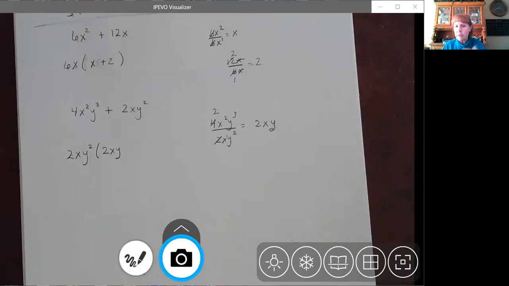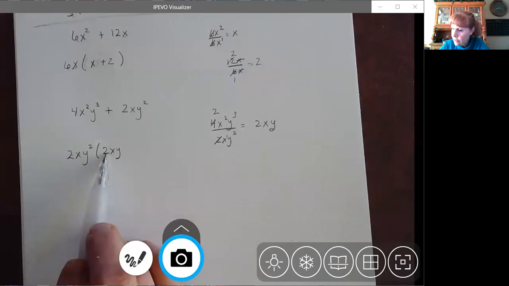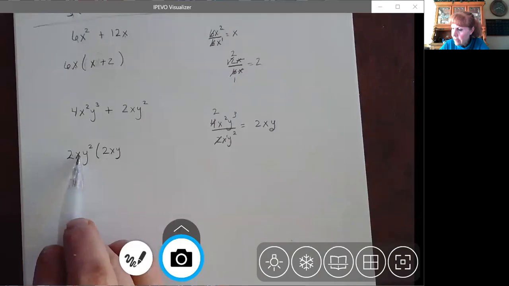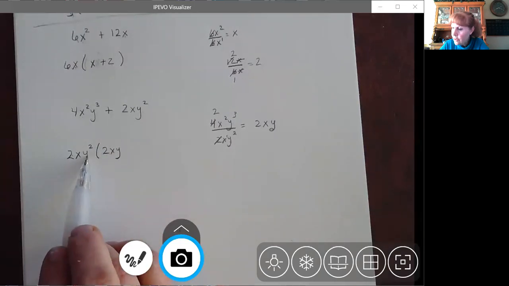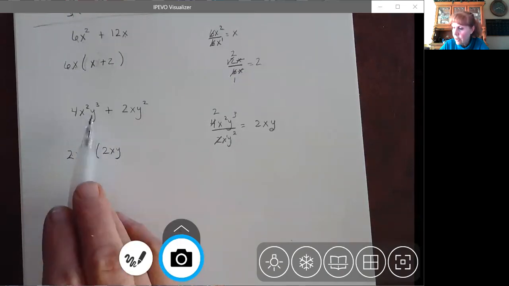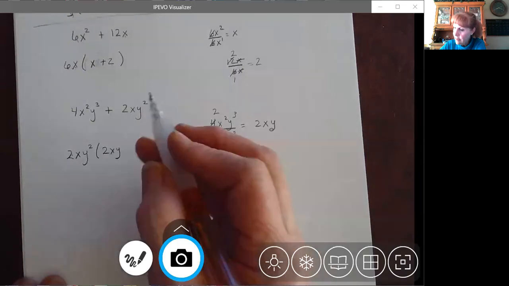Check it. Maybe let's go back and redo it, maybe you made a mistake somewhere, subtracted wrong or whatever. 2 times 2 is 4. Adding exponents, x and x is x squared. y squared times y is y cubed. So that works. Let's go to the next one.